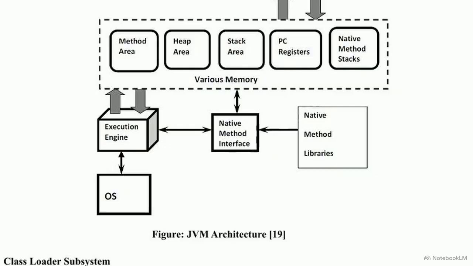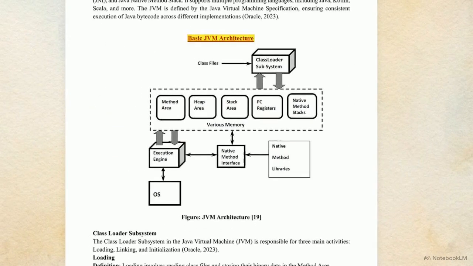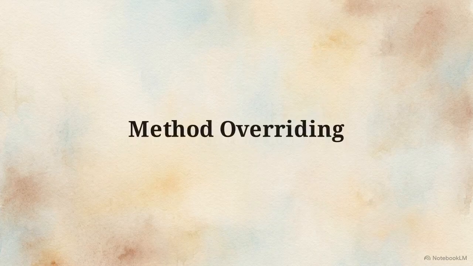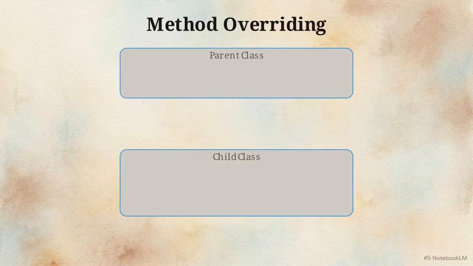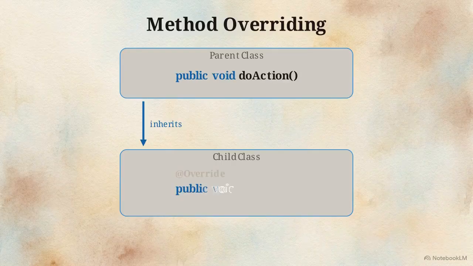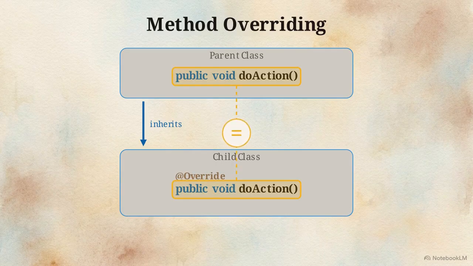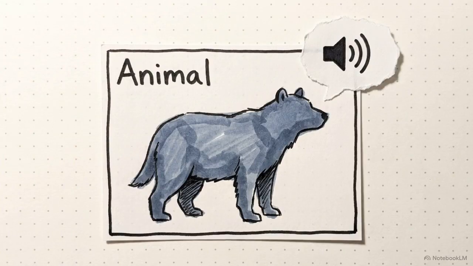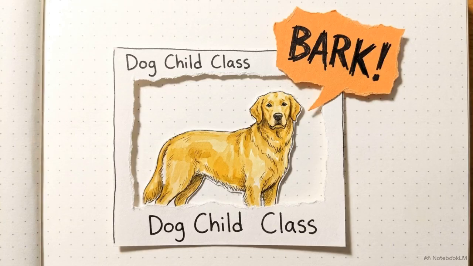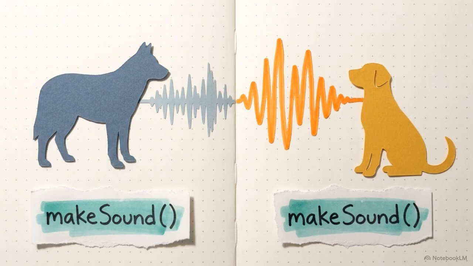In other cases, the exact form of an object is unknown until the program is running. This brings us to Phase 2, runtime, occurring within the JVM architecture seen here. This is the domain of method overriding. Overriding requires inheritance between parent and child classes, and unlike overloading, the method signature must remain exactly the same. If an Animal parent class has a generic makeSound method, a Dog child class can override it to produce a specific bark. The call is the same, but the behavior is specialized.